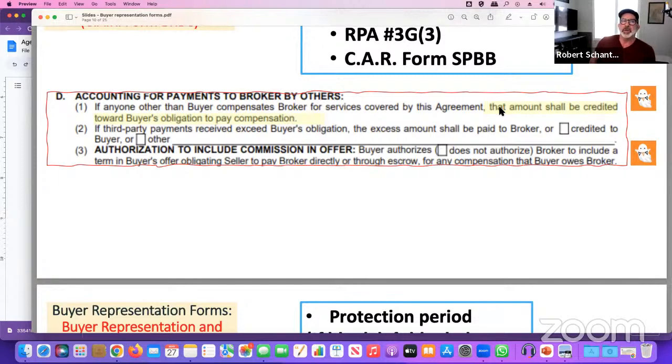D2 is if third-party payments received exceed buyer's obligation, the excess amount shall be paid to the broker or credited to the buyer. So in other words, if the buyer broker is at 2.5%, but the cooperating broker is doing 3%, you can determine in advance whether or not you want to give that buyer broker a 0.5 point or you keep the rest. And then Mark, you discussed 3D3.